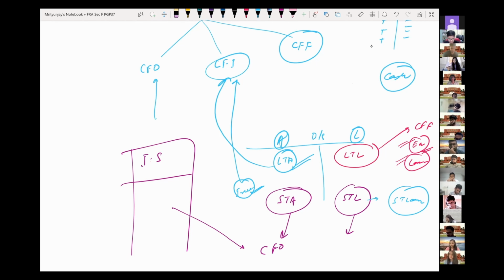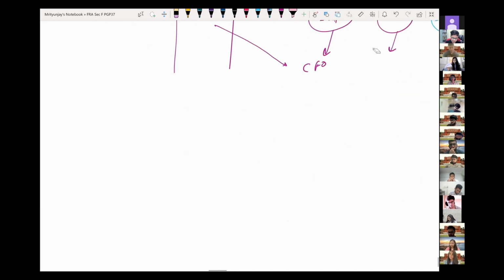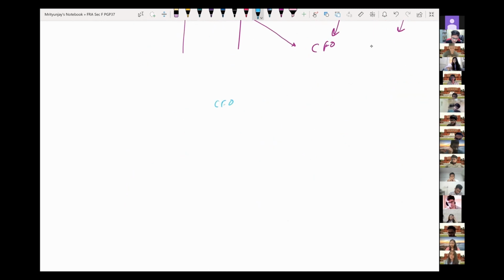This is where we were in the last class. We also gave you the format. The format is going to be CFO, then we will write all the items, then CFI, then we will write all the items, then CFF, then we will write all the items.